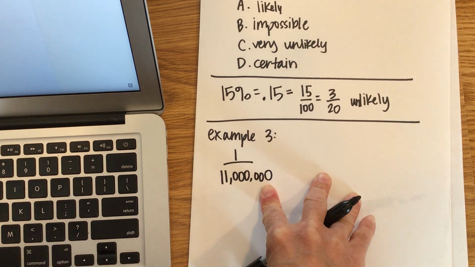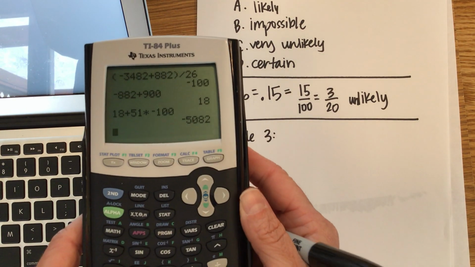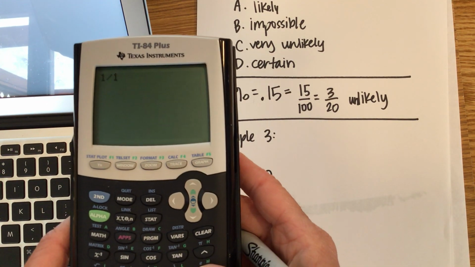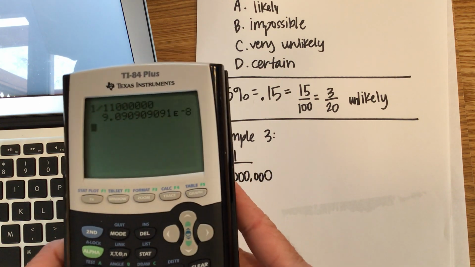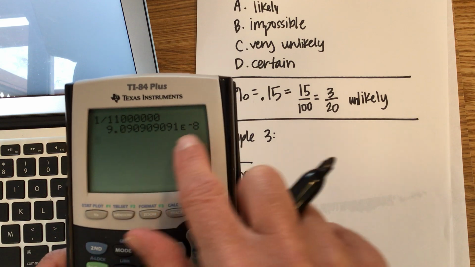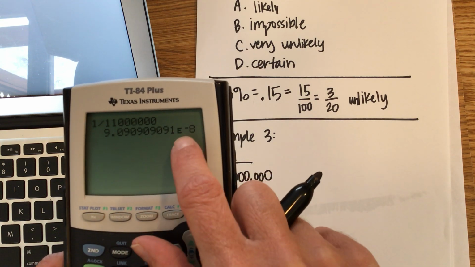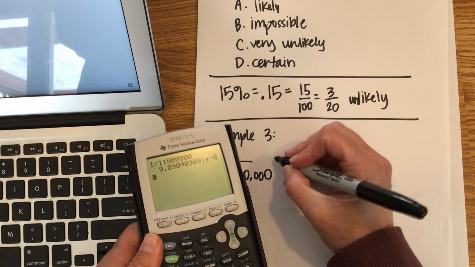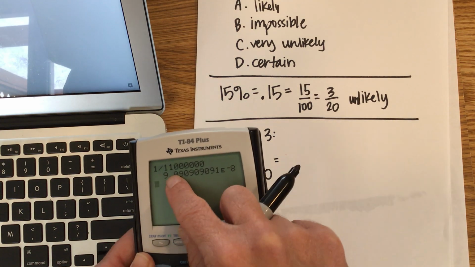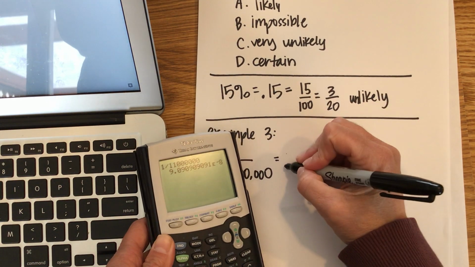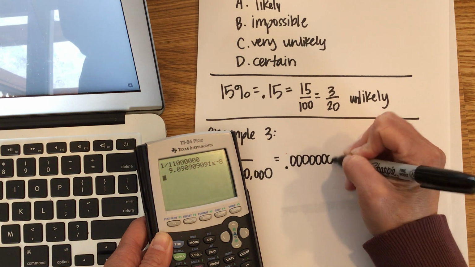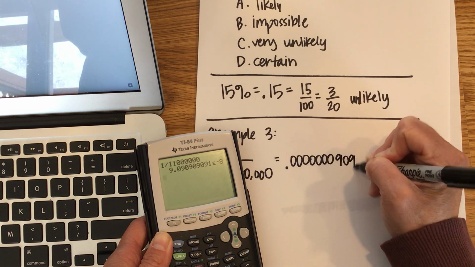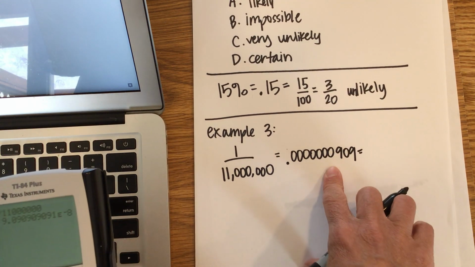The decimal, you can take and just do 1 divided by 11 million on your calculator, and you do get 9.09 e to the negative 8, which means that would be scientific notation. That means I'm going to take that decimal, move it to the left 8 spots. So that would be the decimal.